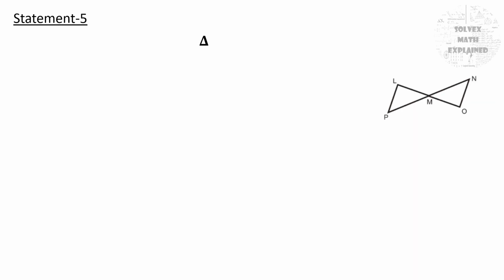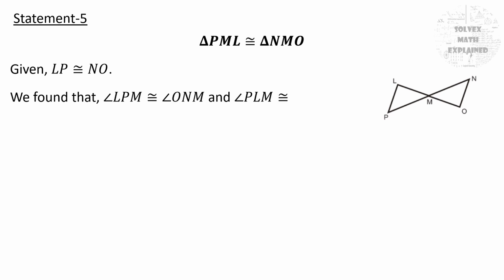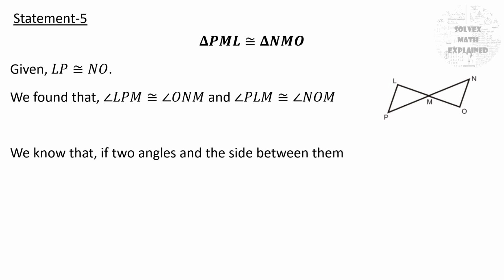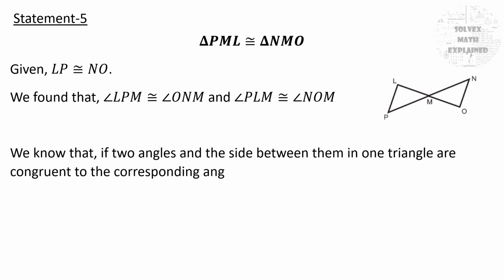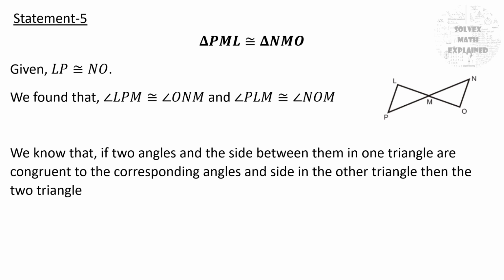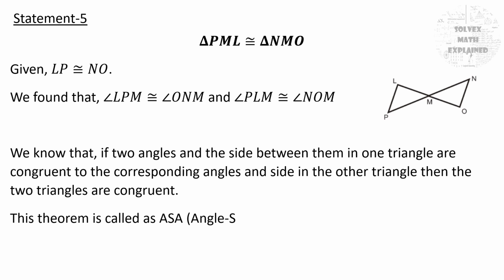The fifth statement is, triangle PML and triangle NMO are congruent. Let's see how this can be true. It is already given that LP and NO are congruent. From statements 3 and 4, we found that angle LPM and angle ONM are congruent, and angle PLM and angle NOM are congruent. We know that, if two angles and the side between them in one triangle are congruent to the corresponding angles and side in the other triangle, then the two triangles are congruent. This theorem is called ASA or angle-side-angle congruence theorem.